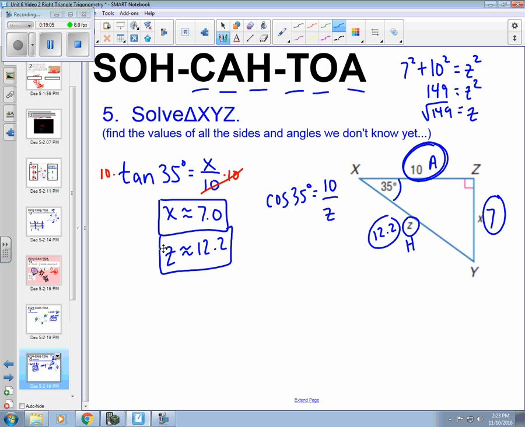Now, the reason I want to do this one is that it solves a little bit differently than our last problem. On our last problem, our next step was to multiply by 10.